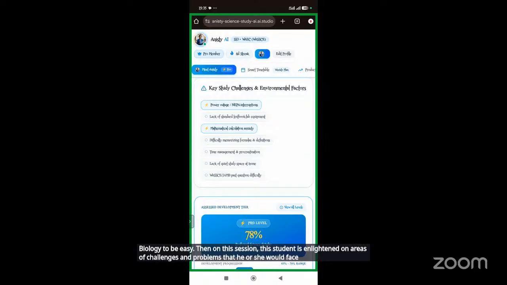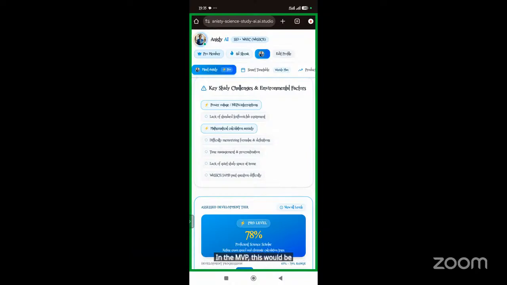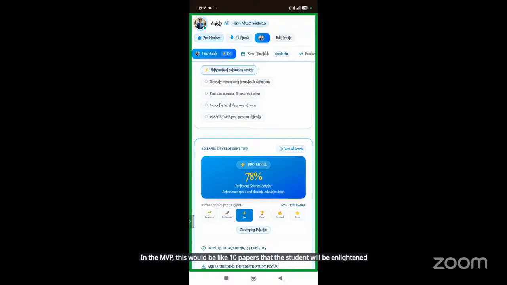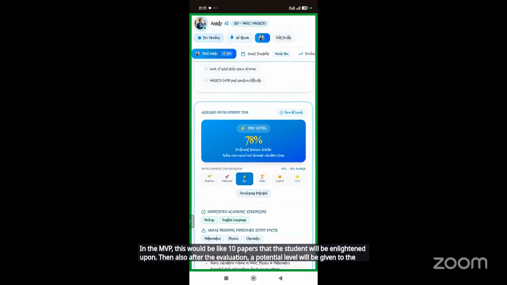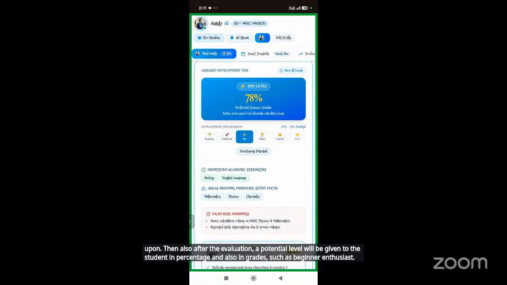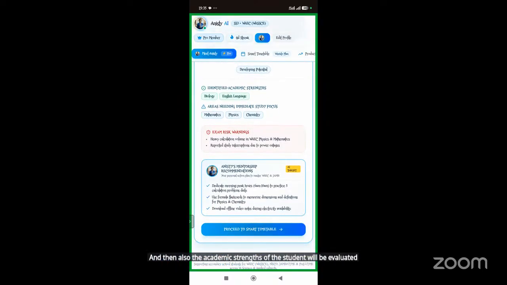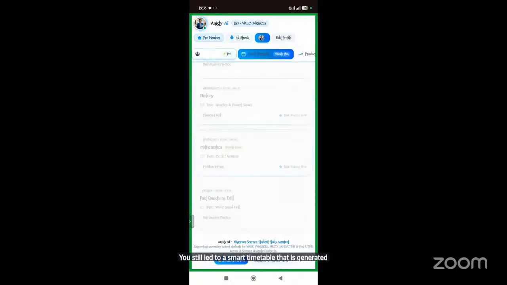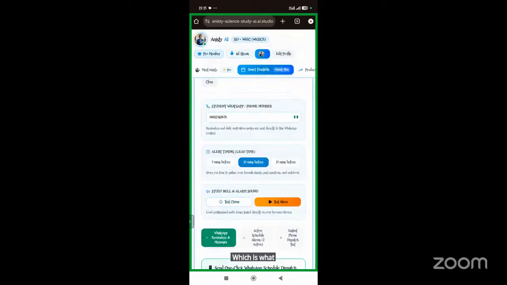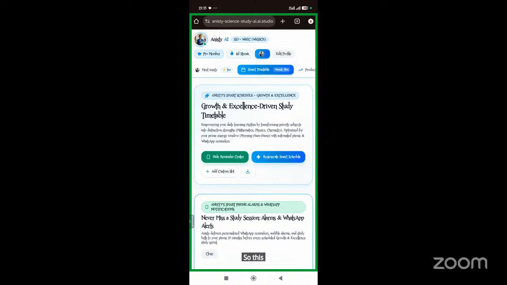In the MVP, this will be like 10 papers that the student will be enlightened upon. After the evaluation, a potential level will be given to the student in percentage and also in grades such as beginner, enthusiast, pro, master, and the rest. The academic strengths of the student will also be evaluated. From that, the student will be led to a smart timetable that is generated by AI, which is what we have here. This is the growth and excellence driven study timetable.